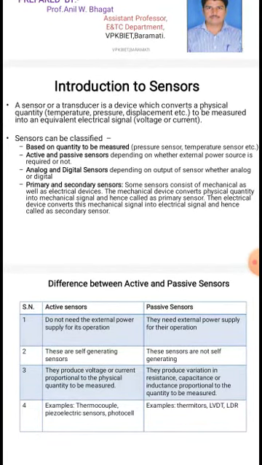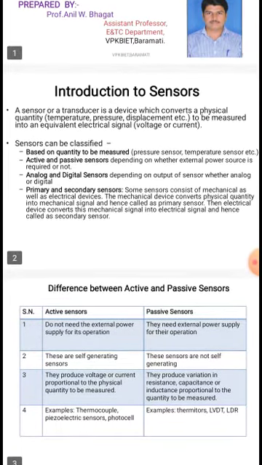Sensor classification is based on a number of factors. Which factors are important? The sensor can be classified based on the quantity to be measured. That means if you measure pressure, the sensor is called a pressure sensor, then temperature sensor, humidity sensor, etc. Active and passive sensors, depending upon whether an external power supply is required or not. Analog and digital sensors, depending upon whether the output of the sensor is analog or digital.